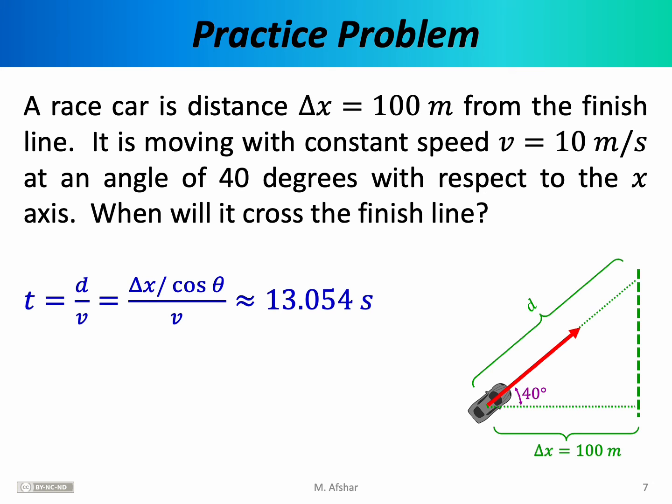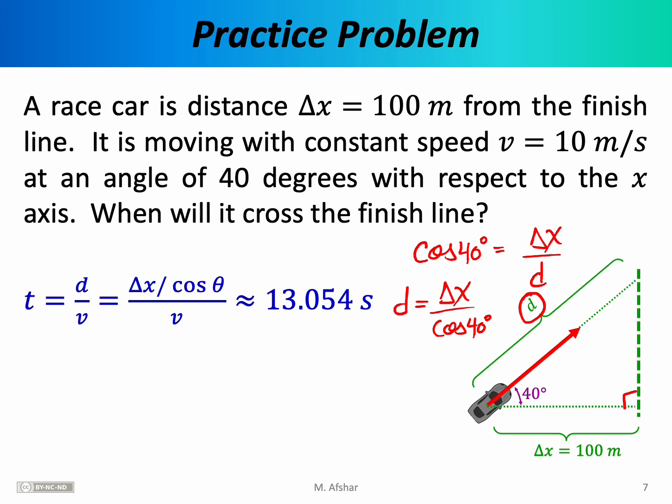We can say that if the car is moving along a diagonal, then we're interested in distance d. With a little bit of geometry or trigonometry, we can see that there's a right triangle here. We can say that the cosine of theta, or 40 degrees, is equal to delta x over d. Remember that cosine is adjacent over the hypotenuse, so that's delta x over d. And by rearranging this equation, we can find that d must equal delta x over cosine of the angle.